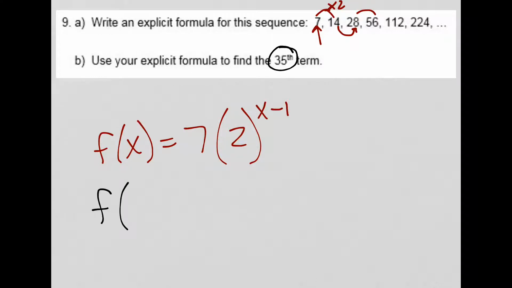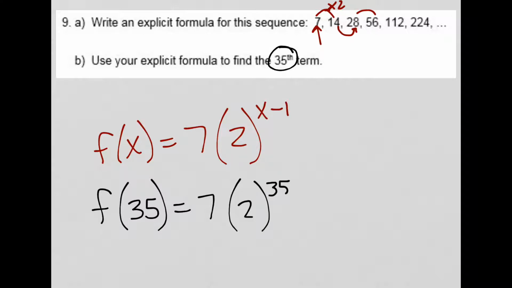You can fly right to the 35th term. You don't have to take a train that lasts days long to get there. You're going to plug in a 35 for x because we're trying to find the 35th term. And we've got to subtract 1 because we didn't multiply by 2 every time, only after the first one.